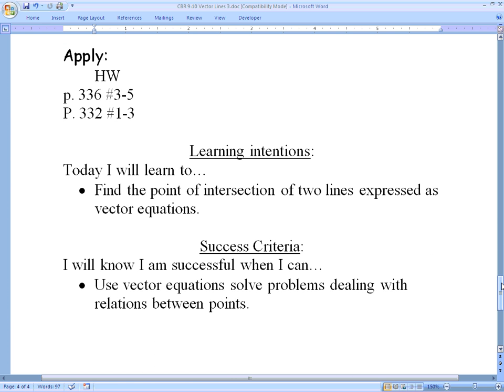In the book, we have page 336, which is all about finding intersection between vector equations, finding points of intersection. And then 332 expands on what we looked at a little bit last class, involving shortest distance between vectors and points. So a little bit of a challenge there for you.